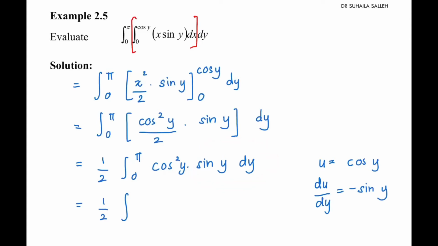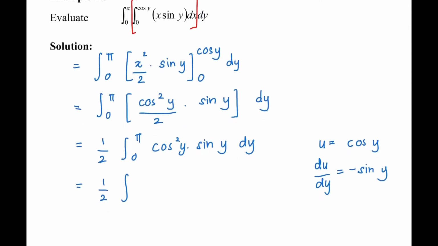Rearranging our equation here, this becomes du equals minus sine y dy, and I shift the negative to the other side. So our sine y dy is equal to minus du. Therefore, into our solution, cos squared y is going to be u squared, and sine y dy is going to be minus du. So negative out there, du.